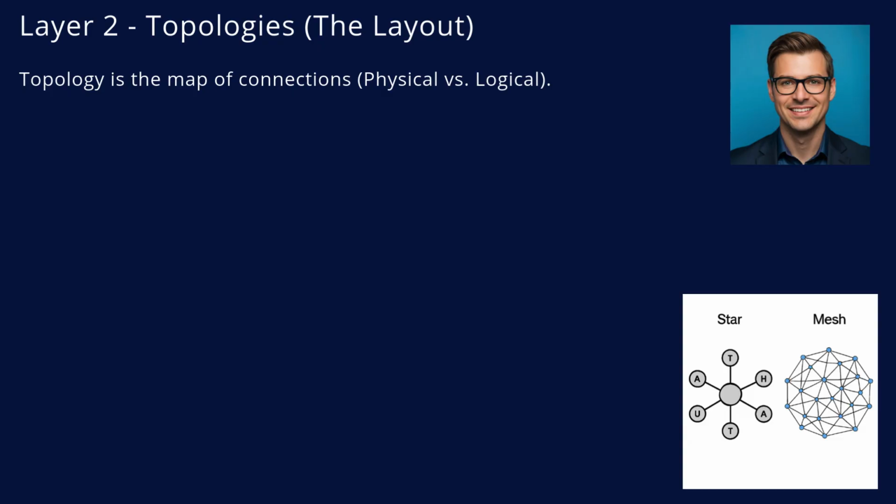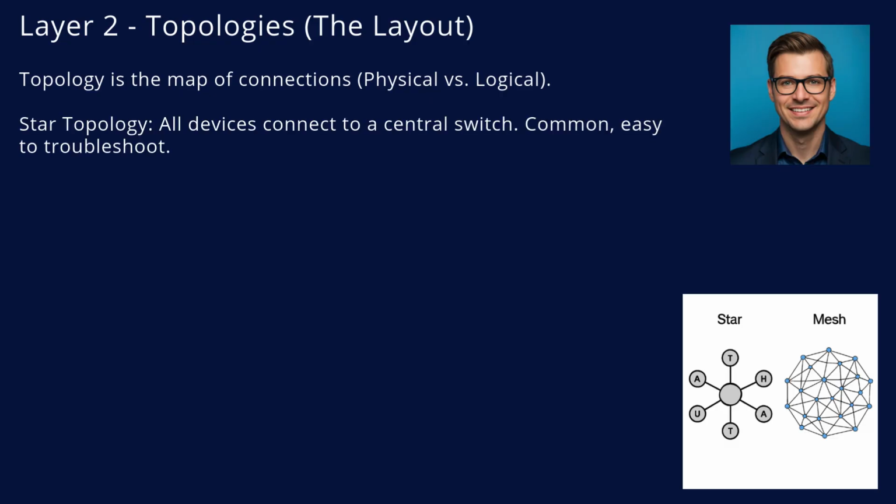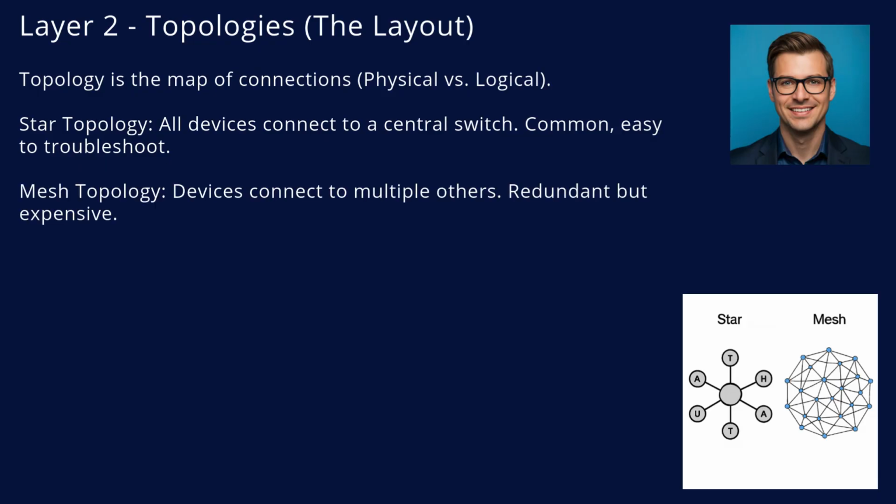Moving up to layer 2, topologies. This is the map of how things connect. The most common one you will see is the star topology. Imagine a central switch with cables radiating out to every desk. It's popular because if one cable breaks, only that one desk goes offline. It is easy to troubleshoot. Then there is the mesh topology. This is where devices connect to multiple other devices. We use this for high reliability, like the internet itself, because if one link fails, traffic can find another path.